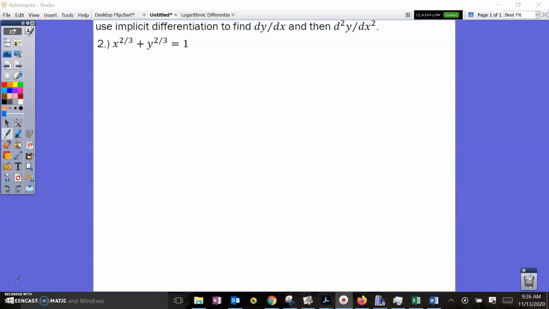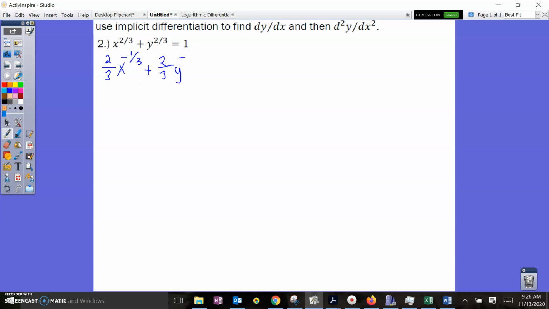Alright, so in this problem we're using implicit differentiation to find the first derivative and second derivative of x to the 2/3 plus y to the 2/3 equals 1. So we're going to go ahead and start by finding the first derivative. We'll use the power rule here. We've got 2/3 x to the negative 1/3 plus 2/3 y to the negative 1/3. We've got to make sure we apply the chain rule here. And then we take the derivative of the right-hand side, and the derivative of 1 is 0.